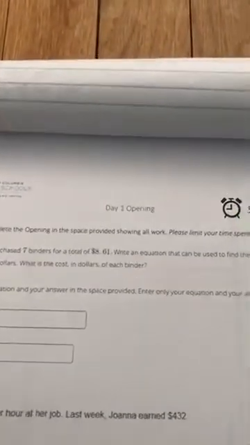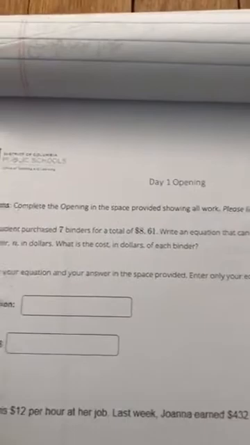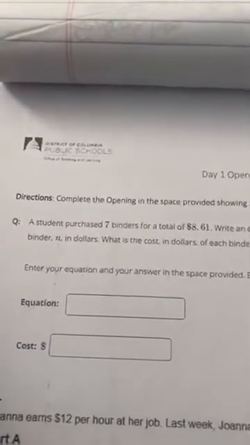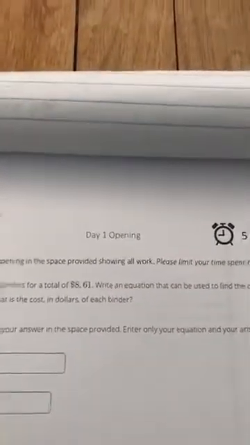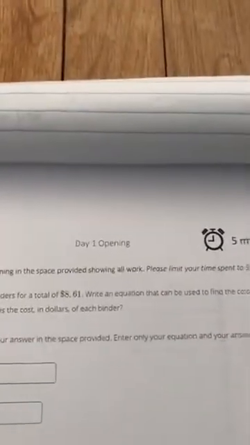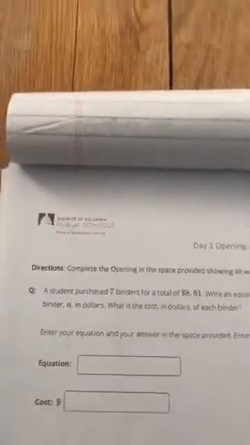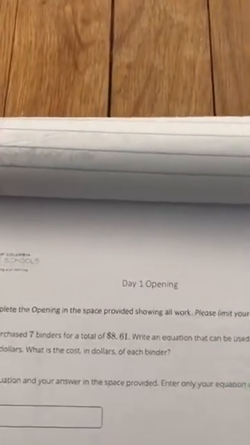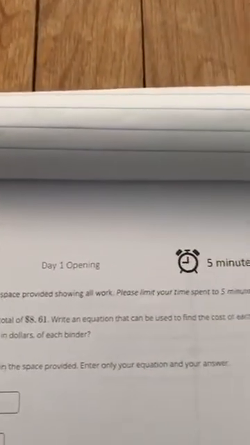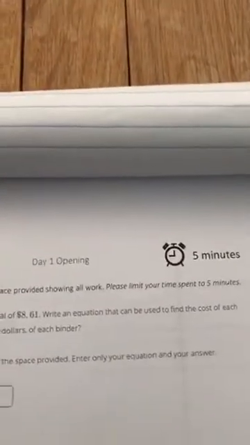All right. So let's get started on our day, shall we? I hope you took care of all your personal needs, your bathroom and water, before you started this class. So here we go. The first question is, complete the opening in the space provided showing all work. Please limit your time to 5 minutes. So we're going to see if we can do this in 5 minutes.